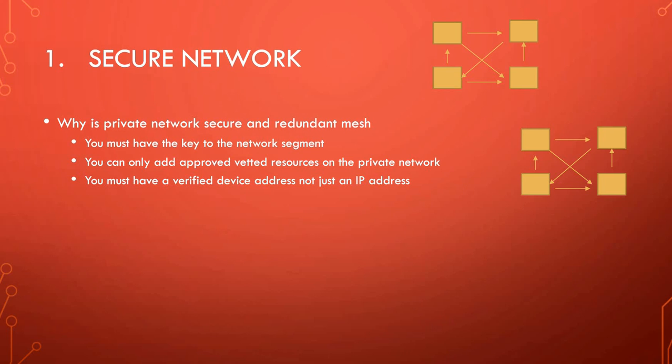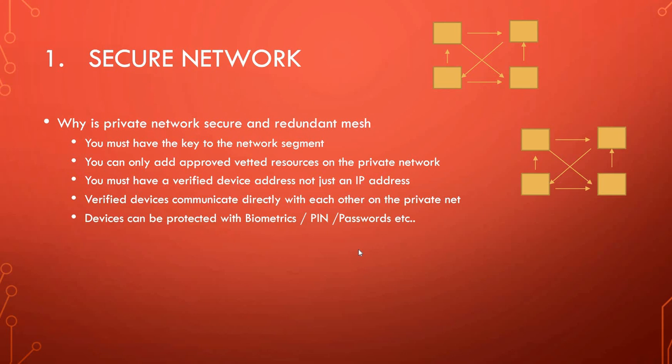You must have a verified device and an address, not just an IP address. IP addresses change every time you log in or move to a different network on the public side. So your device has to be verified, it has to be approved, and it has to be vetted before you can get the access code. Verified devices communicate directly with each other on the private net. Devices can be protected with biometrics, PIN, passwords, etc. For added security, we can do multi-layer, which we can use 2-factor authentication with a lot of the apps that are out there on the market today. You probably use these apps either for work or for 2-factor authentication to protect some of your email or your passwords.